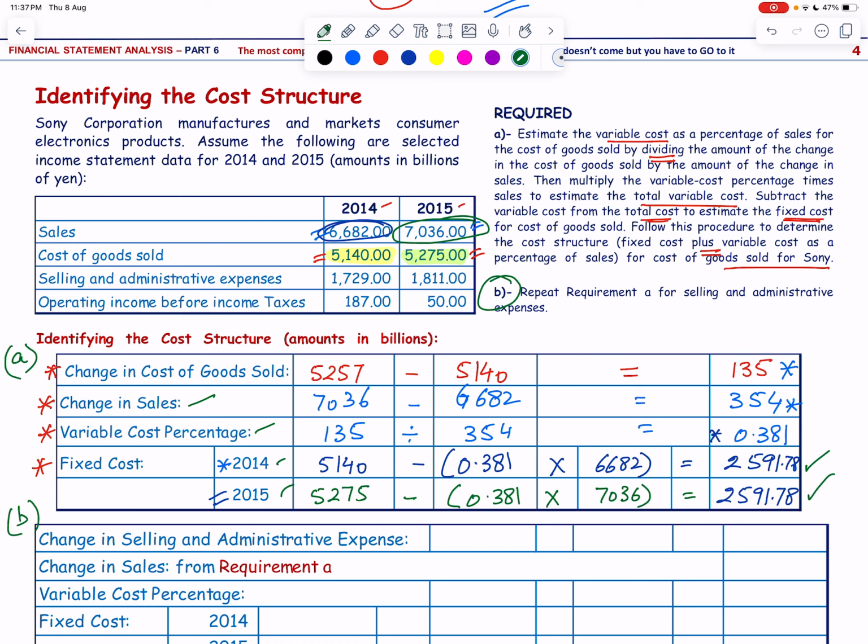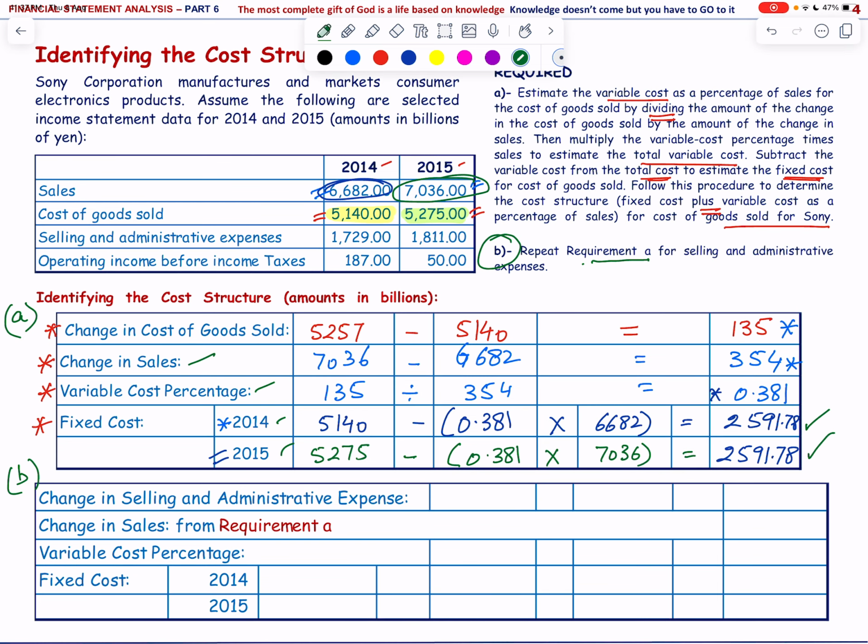Repeat requirement A, that is the cost of goods sold, change in sales, variable cost, and the fixed cost for 2014 and 15. And this time we are not going to talk about the total variable cost or the fixed cost, rather we are going to be more specific, and we want to calculate for selling and administrative expenses.